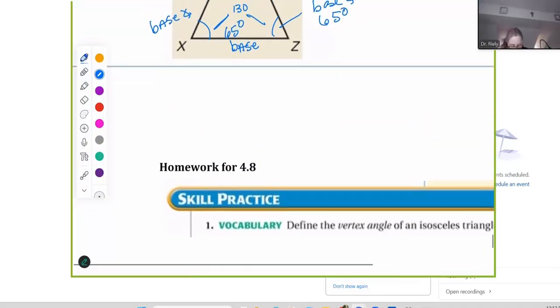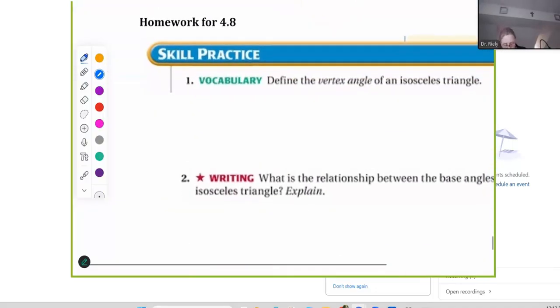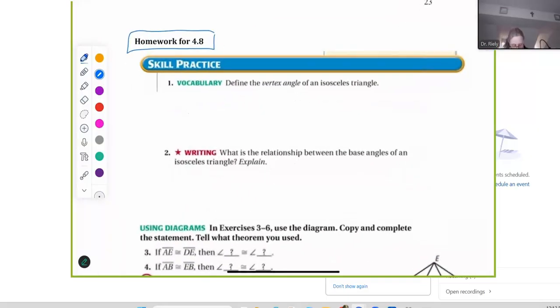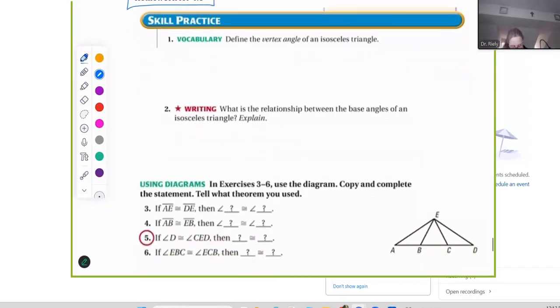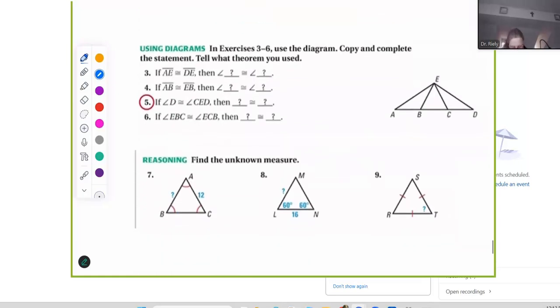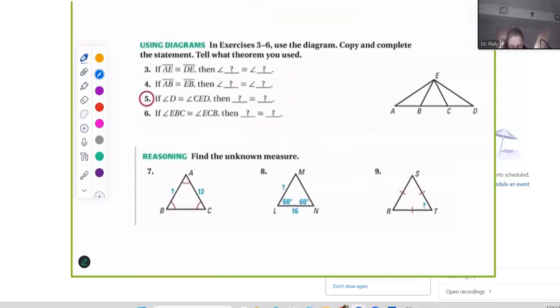Okay, so that's the end of the notes. So now your homework is to do this. So let's preview it. So define the vertex angle. Look at the first page of the notes. What is the relationship between the base angles of an isosceles triangle? So write this out. You're going to look at the notes. They tell you some things here. So if you have certain sides equal, then you should be able to say certain angles are equal. So look at your notes and see if you can answer that.